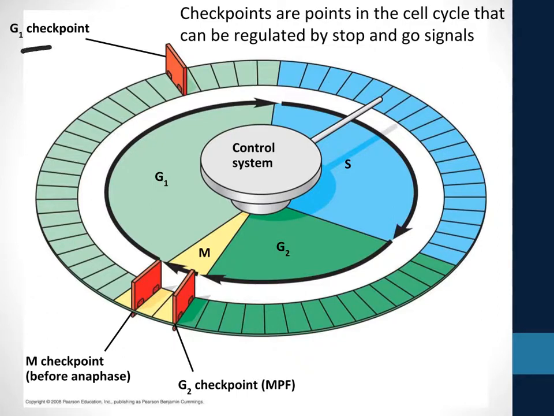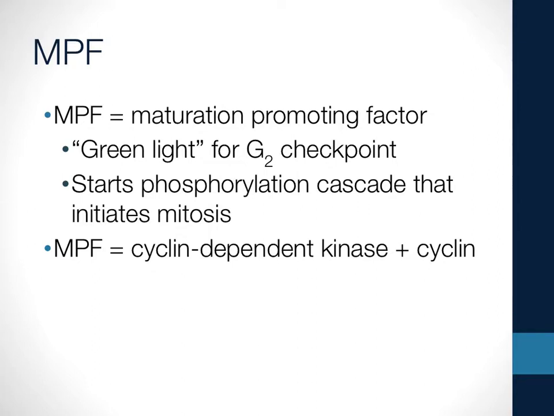There's one at the end of G1, there's one at the end of G2, and then there's one in the midpoint of mitosis. So these are the three main checkpoints that we're going to be focusing on here today. As I alluded to earlier, these checkpoints are controlled by different proteins. One really important protein for controlling these checkpoints is called MPF, and MPF stands for maturation promoting factor, and this is a particular protein that's responsible for the checkpoint that's found at the end of G2.